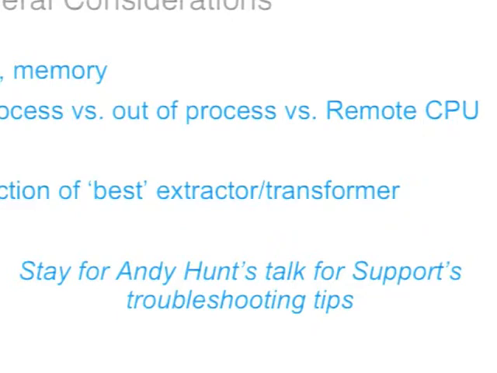Then there's the in-process versus out-of-process consideration. Do you want to pay the CPU cost on the same Tomcat thread that's running your web app? Do you want to push it off into another OS process? Do you want to push it off onto a remote CPU? We'll get to that later. And then there's the notion of selecting a best extractor or transformer. As I say, this talk kind of gives you some context for, or really the introduction to, Andy Hunt's talk, which follows this, and that's an area that he covers in great detail. So I'll kind of name check it, but I won't get into too much detail there.